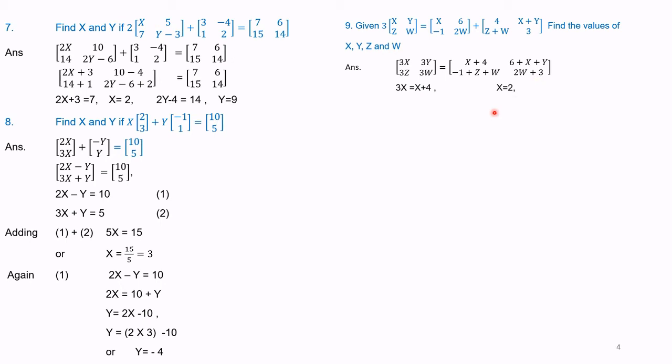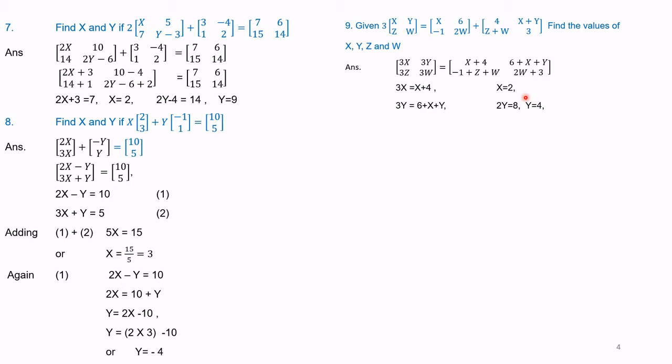Therefore, comparing the elements of the matrix on the left hand side and right hand side, we get 3x is equal to x plus 4. That is 3x minus x is 2x, 2x is equal to 4, or x is equal to 4 by 2, and x is 2.